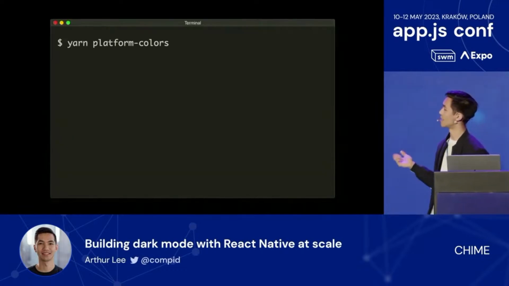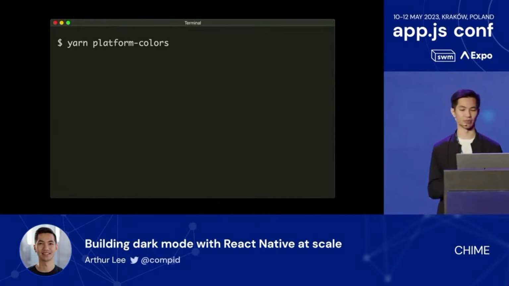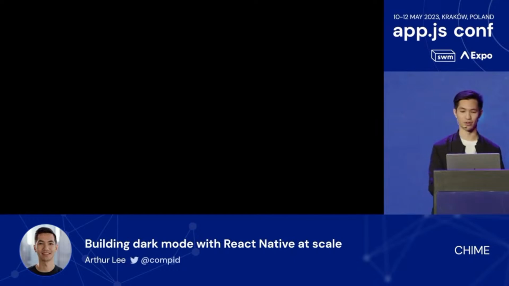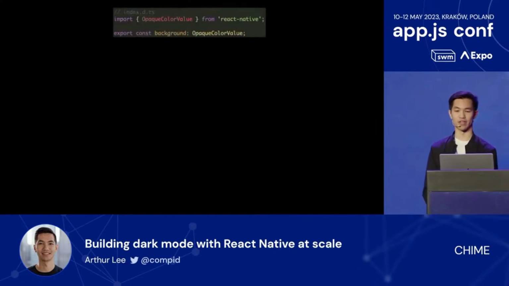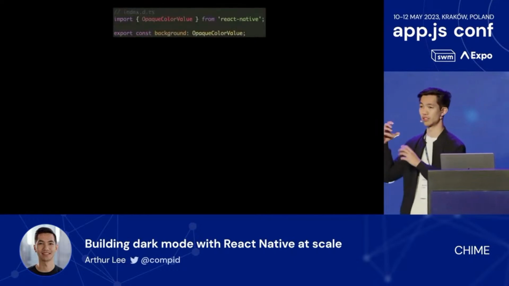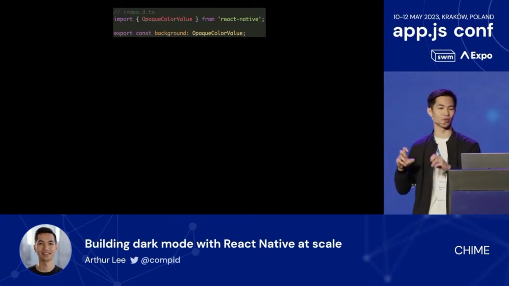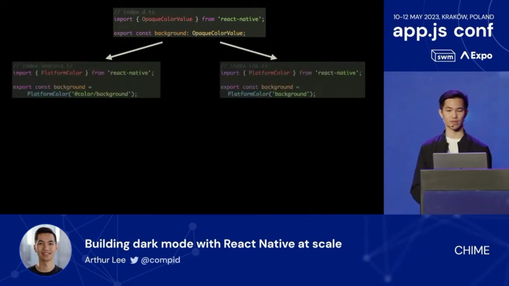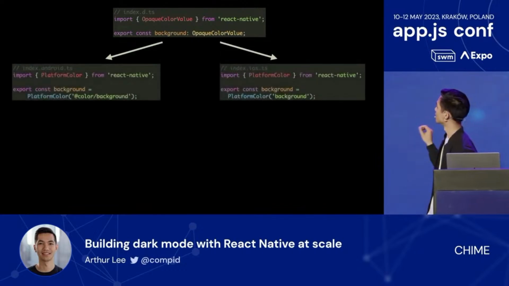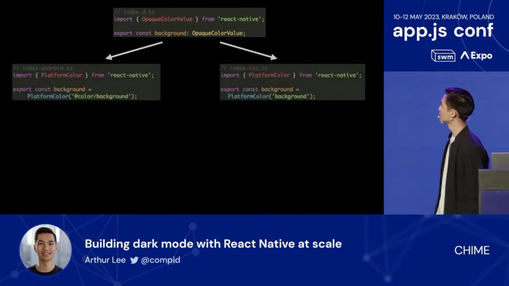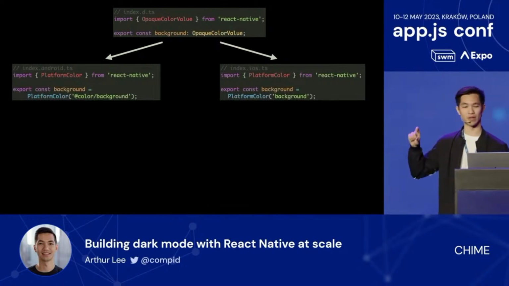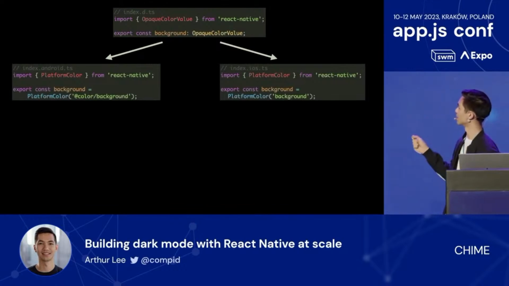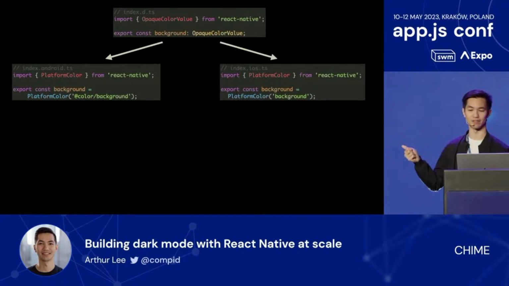And then we ran yarn platform-colors, which is the script that came with the package. And it generated a bunch of stuff for us. It started off with generating an entry point, so these are the color objects, if you will, that we will import from our components. Then it generated iOS and Android TypeScript or JavaScript files. And this is actually the one and only place where we are calling the Platform Color API from React Native.